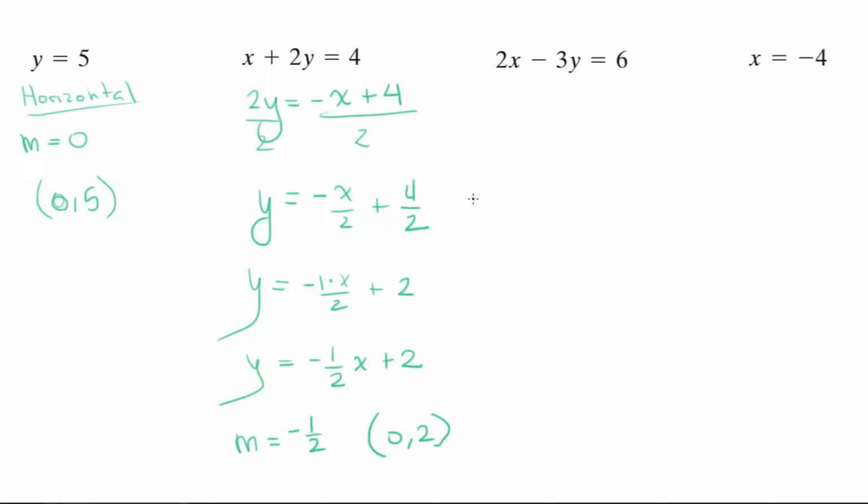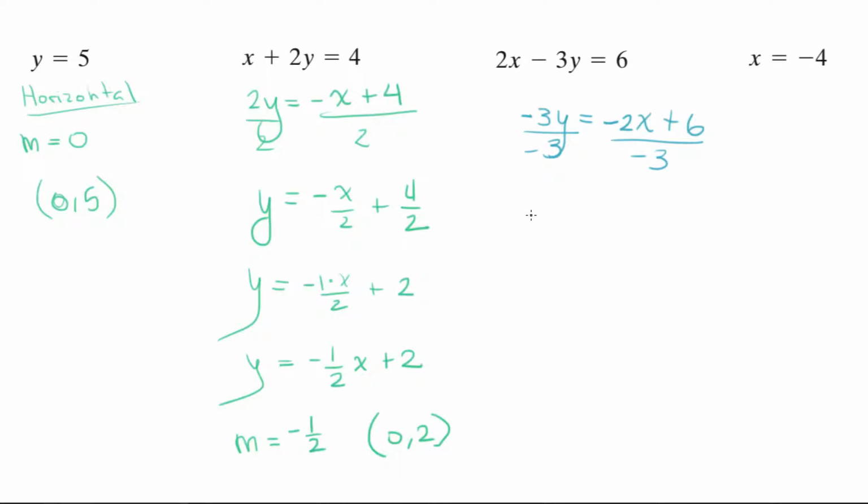So the next example, 2x minus 3y equals 6, has the same style as the previous one. So we subtract the 2x. Don't forget that there's a minus in front of the 3y. So negative 3y equals, again, I'm going to subtract the 2x and put it in front of the 6. Negative 2x plus 6. Now we divide by negative 3.